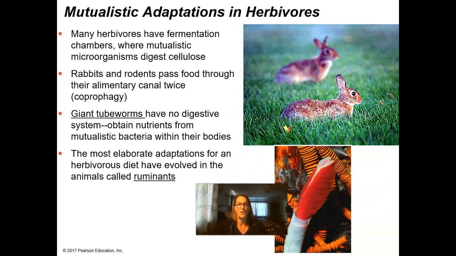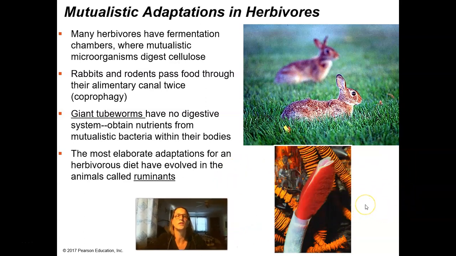All right, so there are additional mutualistic adaptations that are specific to herbivores. So as we've talked about, herbivores have the added requirement of having to digest plant material, and they have to do a good job at it because that's the only kind of food that they eat. So a lot of herbivores have fermentation chambers where these microorganisms exist that digest the cellulose for them, since their bodies can't do it themselves.